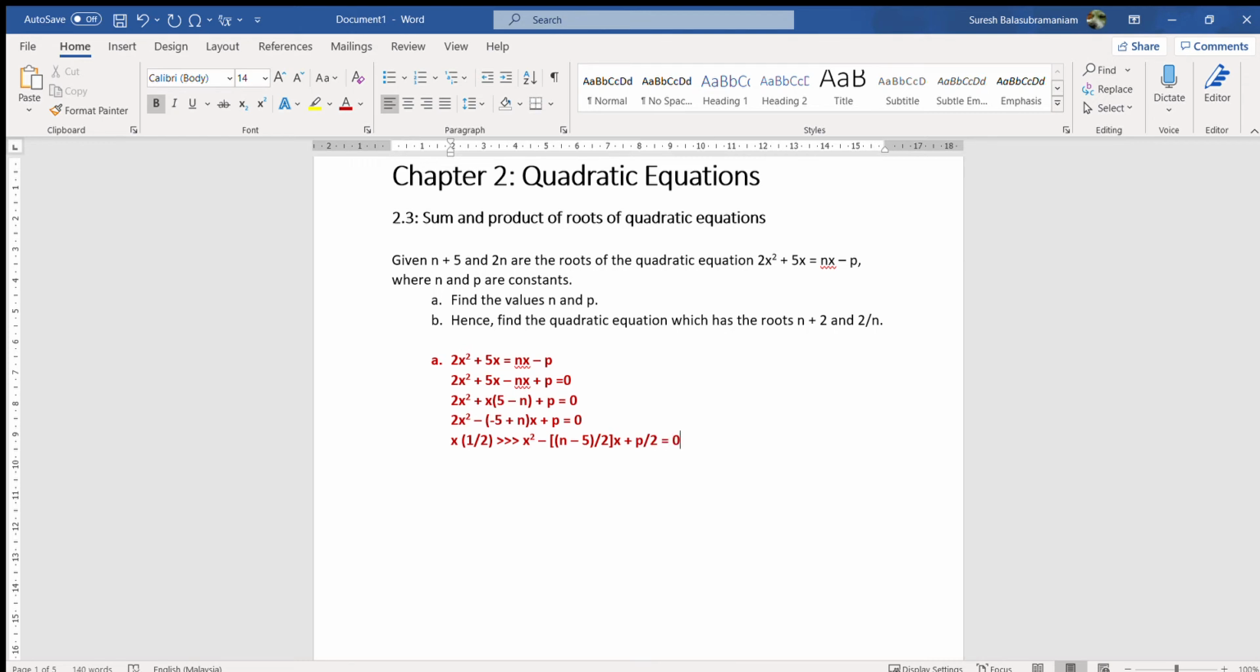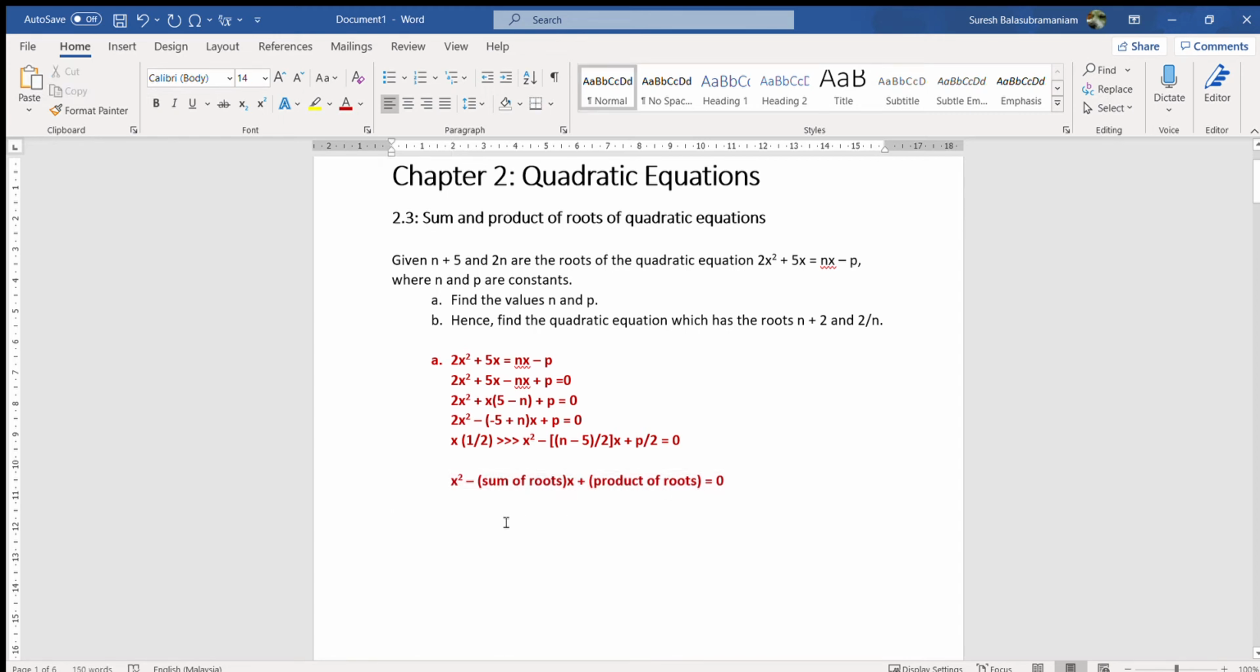Okay, now this is in the form of the formula for sum of roots and product of roots. I'll write that down. x square minus sum of roots x plus product of roots equals 0. So I tried to change the quadratic equation from this form to this form so that it matches exactly the formula for sum of roots and product of roots.